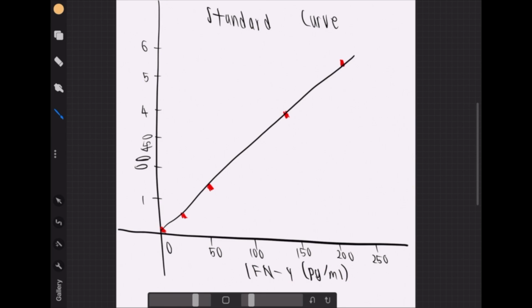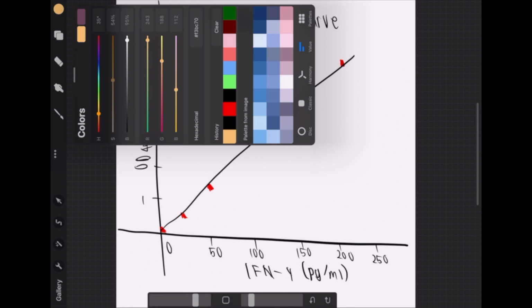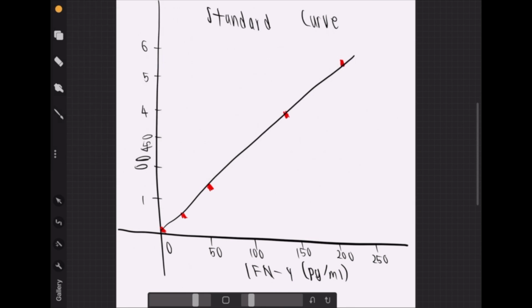To read and analyze results, a standard curve needs to be made with known antigen concentrations plotted against their readouts. For example, in this figure, known concentrations of IFN gamma are plotted against absorbance. The readout of our assay can then be compared to the standard curve to determine the concentration of IFN gamma in our sample. There are 4 different types of ELISA assays: direct ELISA, indirect ELISA, sandwich ELISA, and competitive ELISA.